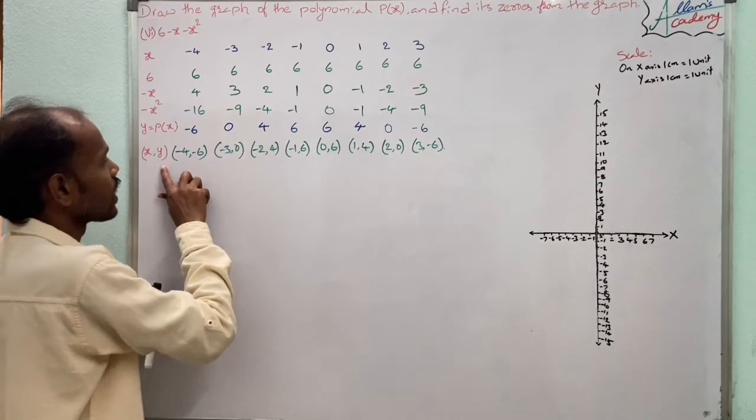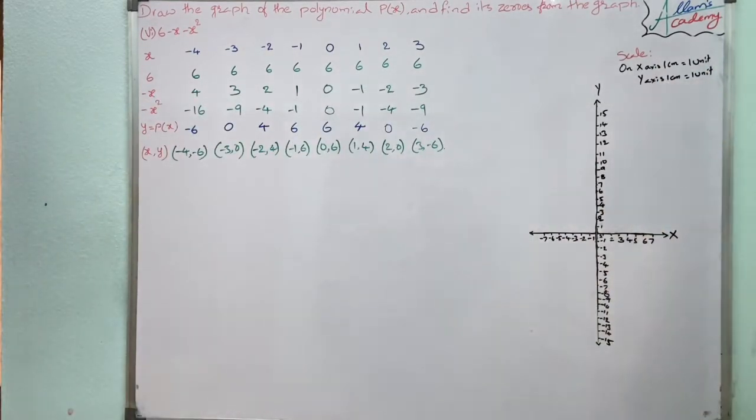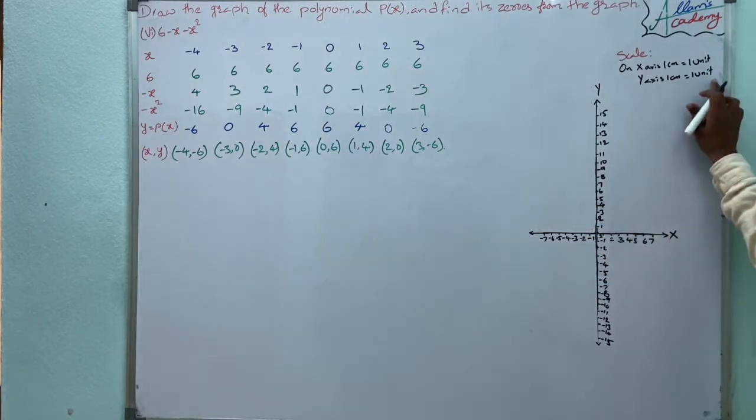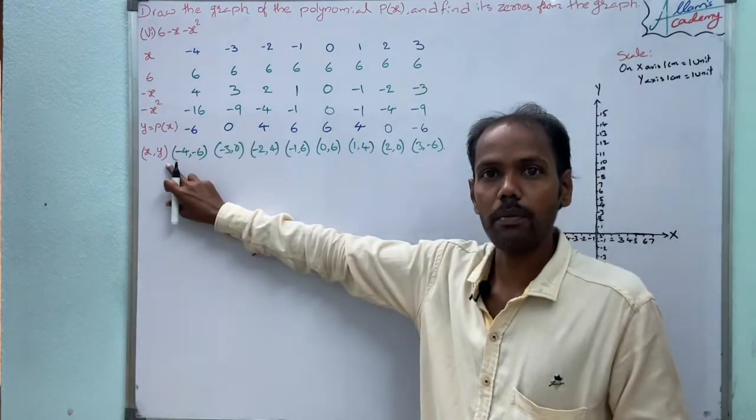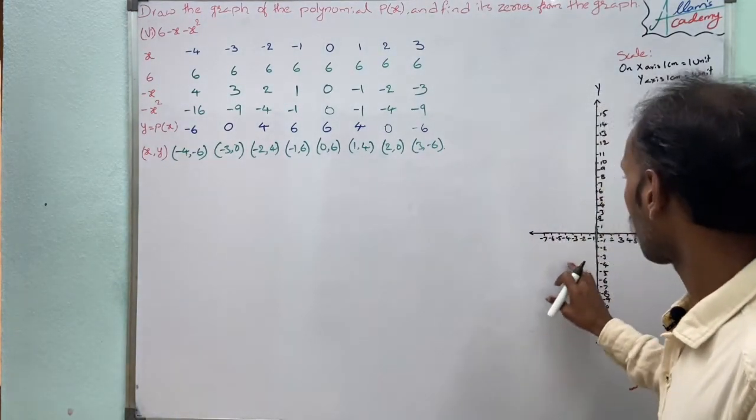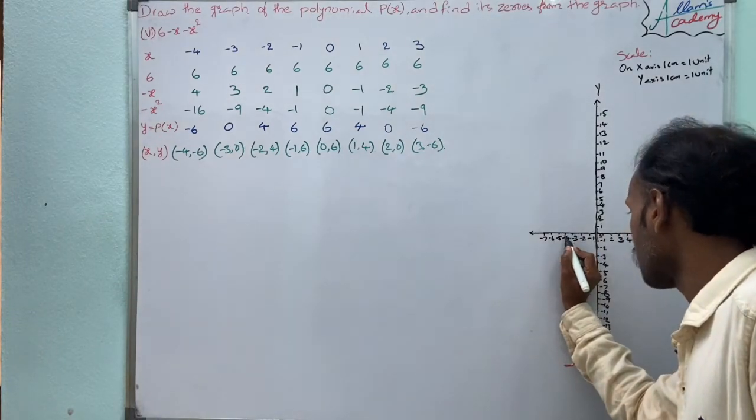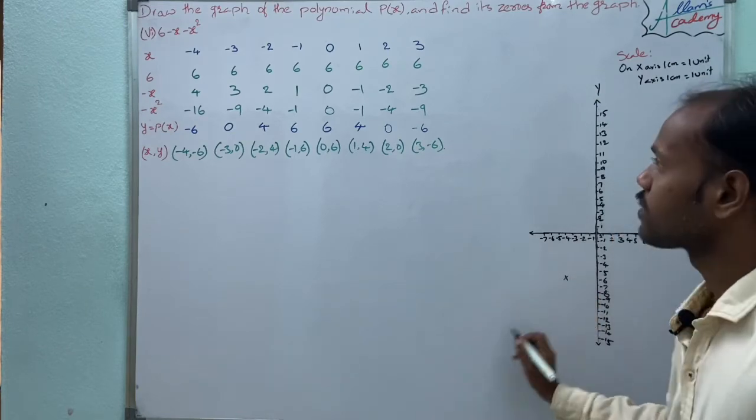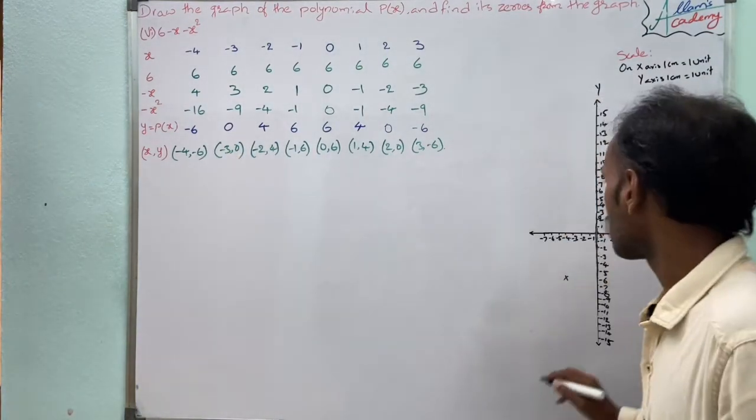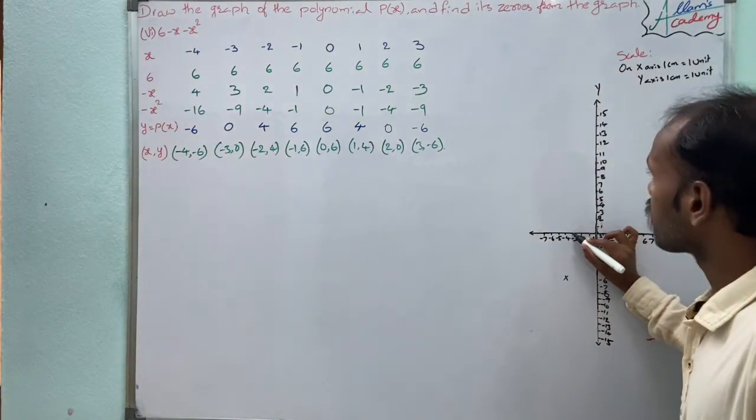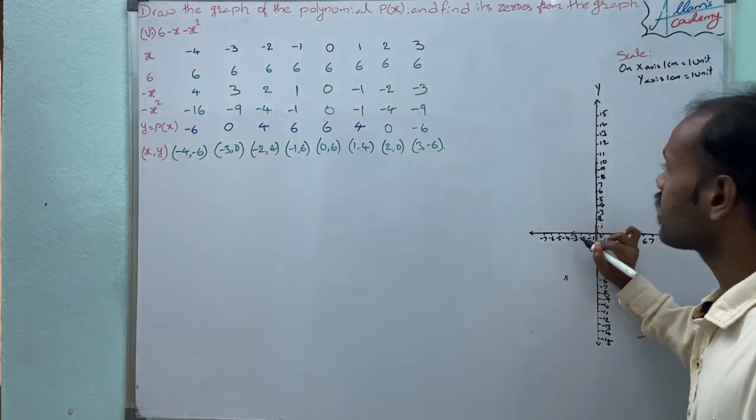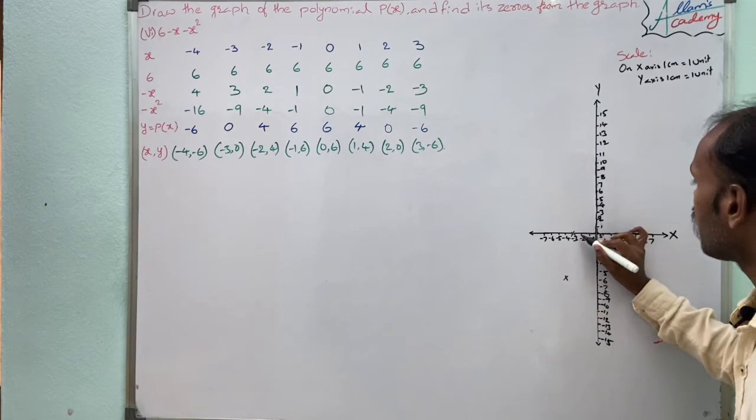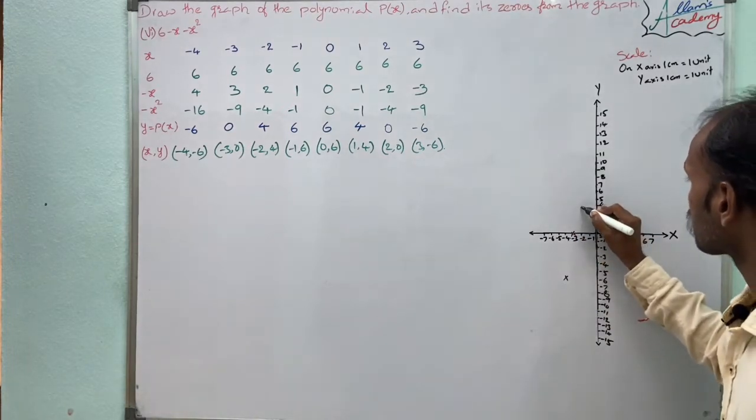Here for the graph, taking on the x-axis 1 centimeter equal to 1 unit only, and the y-axis also 1 centimeter equal to 1 unit. For the first point, minus 4 to minus 6, that is in the third quadrant: minus 4 on the x-axis, minus 6 units on the y-axis, that means here is the point. Next, minus 3 to 0, x-axis minus 3 and y-axis 0, that means the point is on the x-axis only. Next, minus 2 to 4, it is in the second quadrant, minus 2 units on the x-axis, plus 4 units on the y-axis.